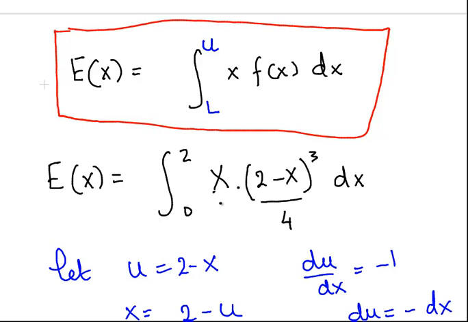So we have x here. It would be better if it was a small x, to be honest with you. It's just the way I write it, small x, and times f of x. Sorry, my pen can act up sometimes. x times (2 minus x) cubed over 4, times dx, that's the differential with respect to x.